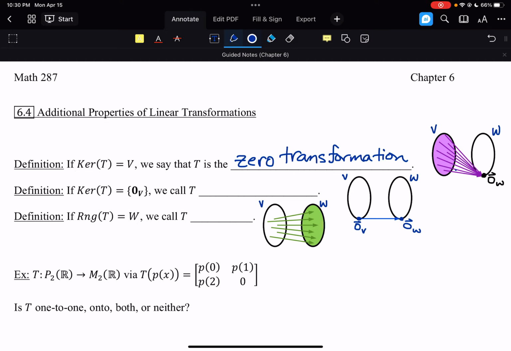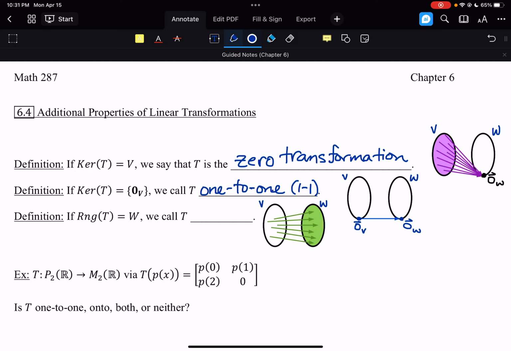This one is more of a special case. We're not going to be working with it as much as these other two. For this next one, if the kernel of T is the 0 vector in V, in other words, if the only thing that transforms to 0 is 0, so if the 0 vector in V is the only thing that transforms to the 0 vector in W, then T is what we call 1-to-1. And you'll often see my shorthand for this is just 1-1.